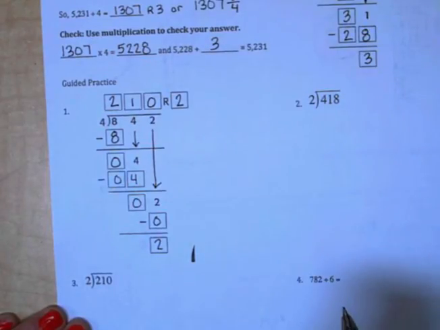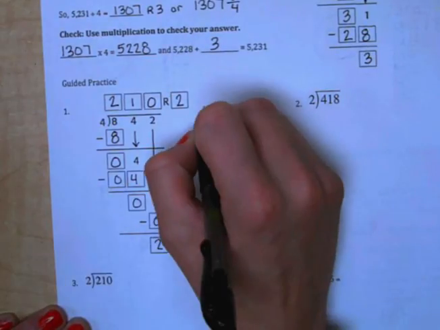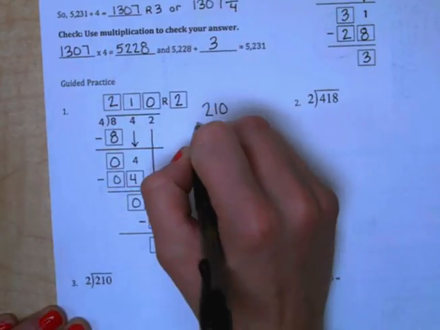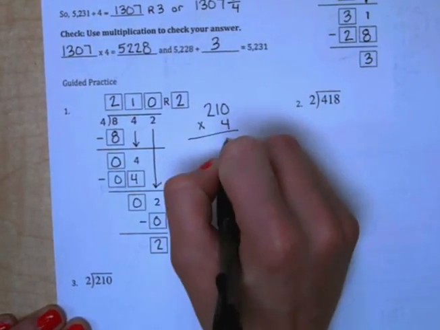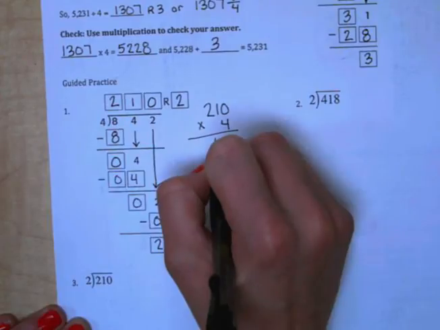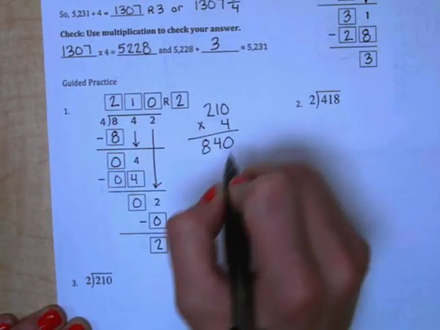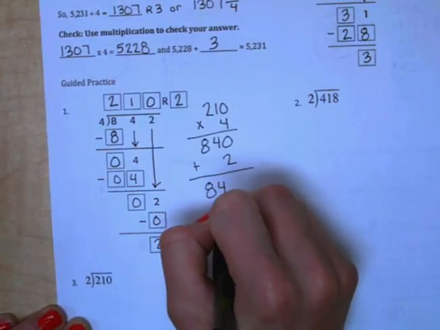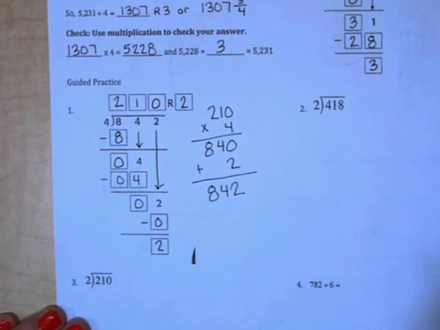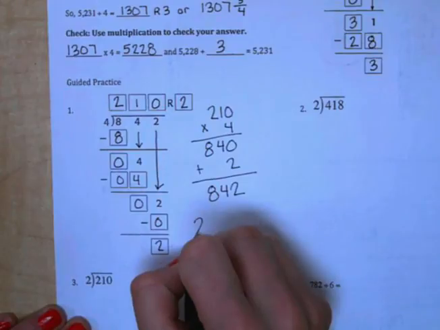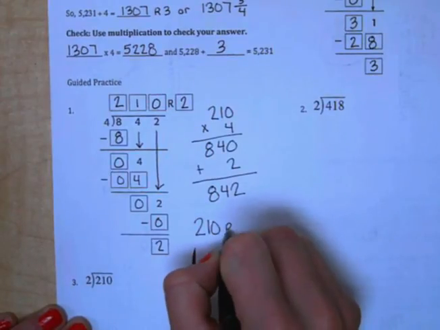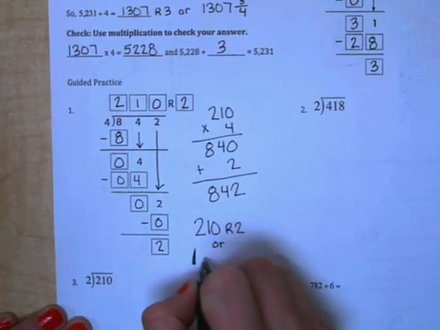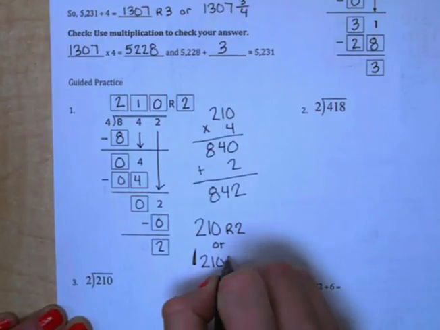The very last step is important. You always have to check with multiplication. 210 times 4 equals 0. 4 times 1 is 4. 4 times 2 is 8. Plus your remainder, 842. So your final answer is 210, remainder 2, or 210 and 2/4.